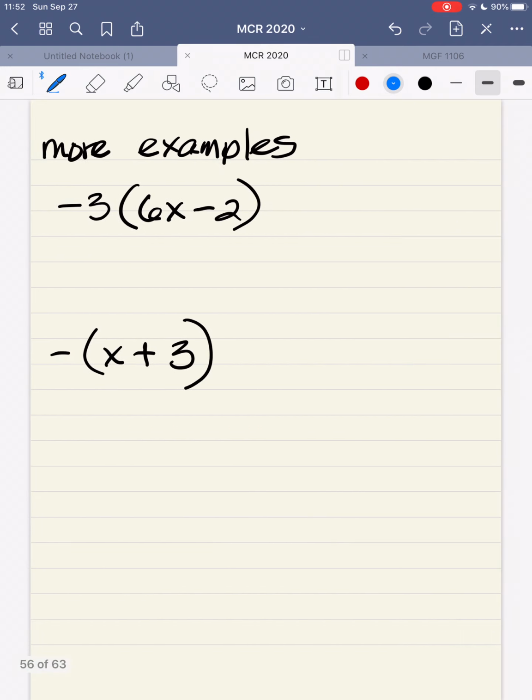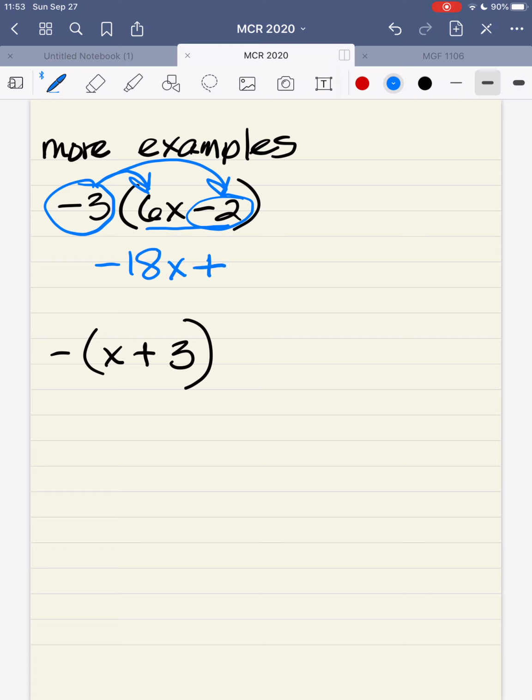All right, a few more examples here. So I have a negative 3 on the outside, so my negative must go with me when I do this. 6x minus 2 cannot be combined. So I have negative 3 times a positive 6. That gives me a negative 18. And then the x goes with it. Then I have a negative 3, and I'm thinking of this as a negative 2. And a negative times a negative gives me a positive. And 3 times 2 is 6.